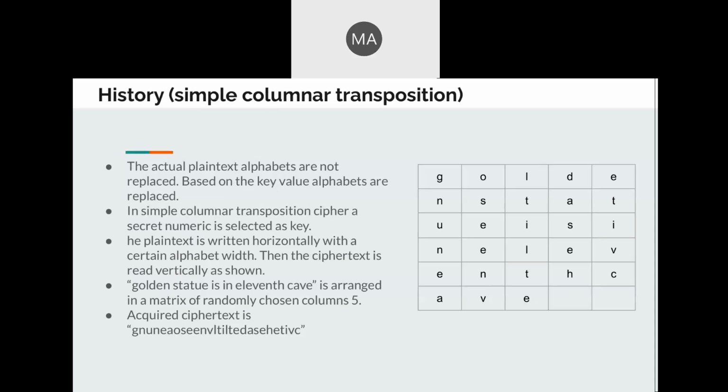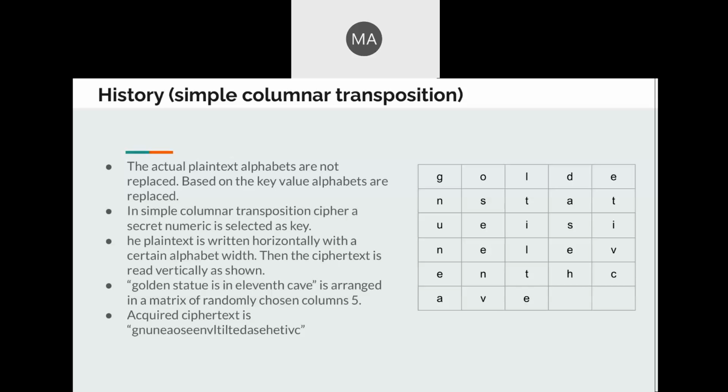This is the last historical cipher that we will see, and it is a type of transposition cipher. This cipher is called simple columnar transposition. In this cipher, the key is a non-negative integer value, and based on the key value, a matrix is generated with the number of columns equal to the key value. Now the message alphabets are loaded in horizontal order, and the ciphertext is read in vertical order.